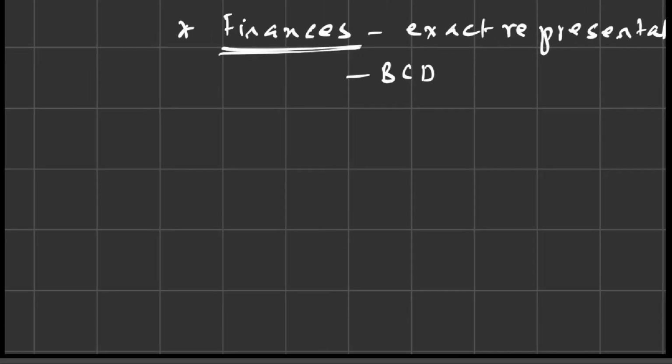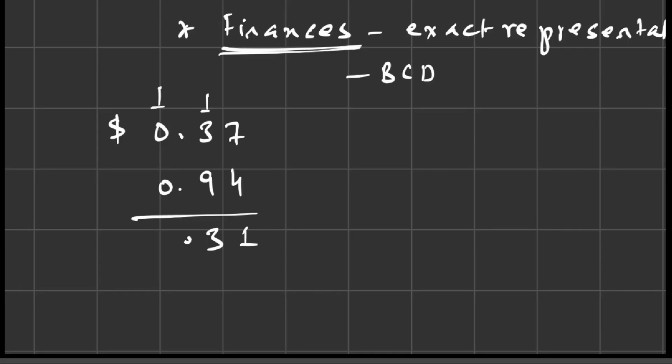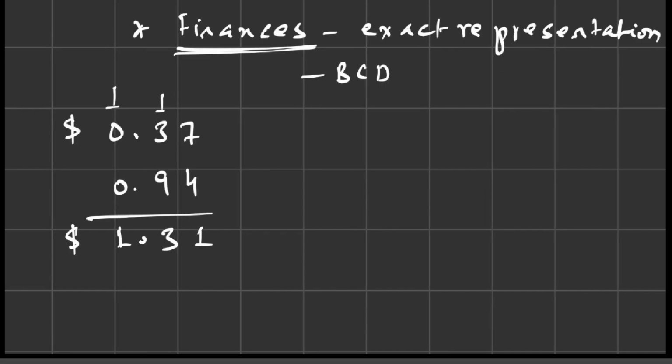All right. Let's take an example. For example, we have 0.37, let's say dollars, and this has to be added to 0.94. And technically, if we add these two numbers, what is the answer? 7 and 4 is 11, 1 carry, and 9 and 3 is 12, and 1 is 13. So 3, and 1 is carried. So here the number becomes 1.31. This is the right answer. Now if you see, we add them in the denary system.